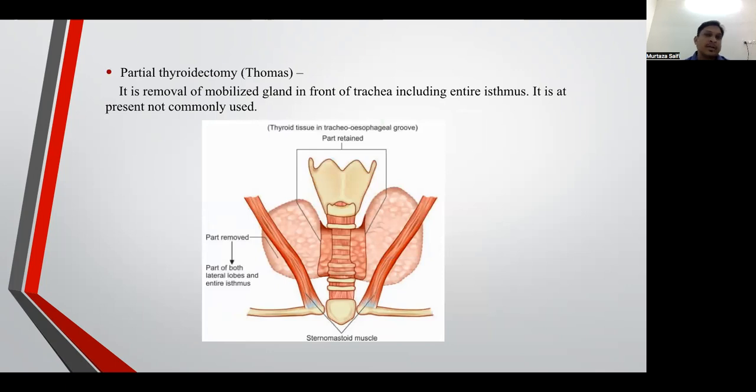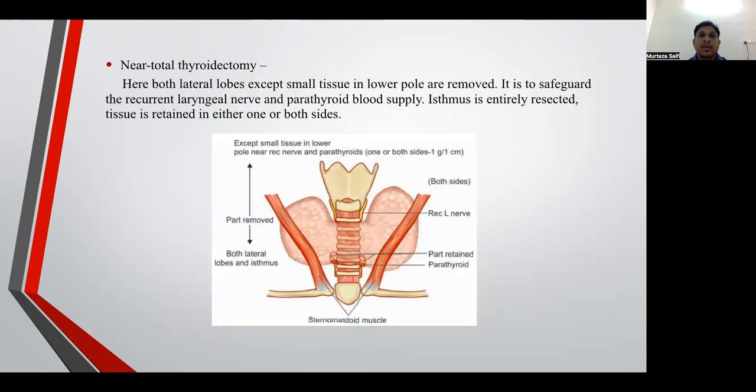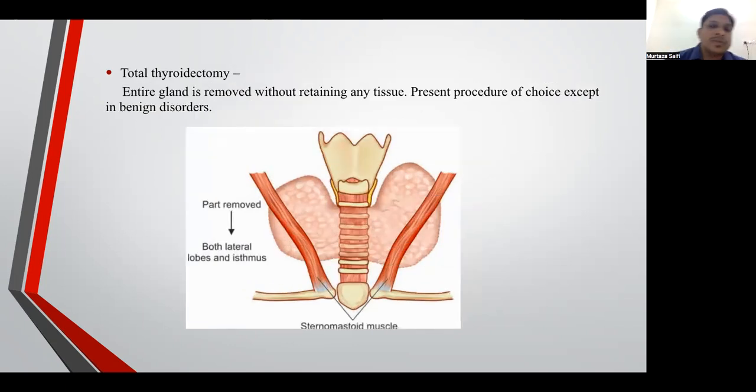Now again, partial thyroidectomy, known as Thomas. It is removal of the mobilized gland in front of the trachea, including the entire isthmus. Then here is again the near total thyroidectomy, both lateral lobes except a small tissue in the lower fold are removed. In the diagram, both lateral lobes and the isthmus. Then total thyroidectomy. So here we summarize all types of thyroidectomy.